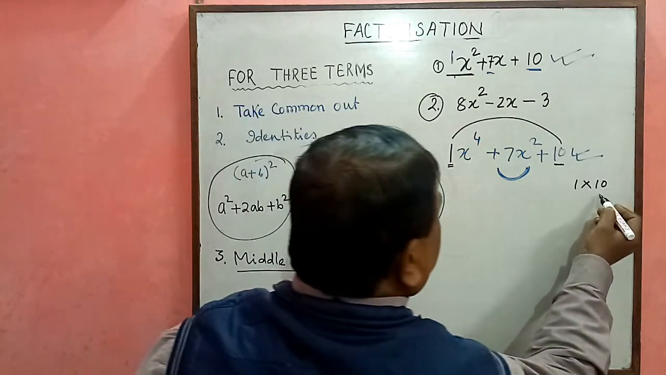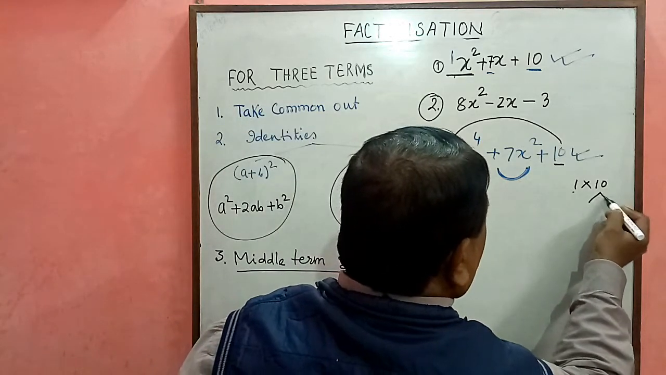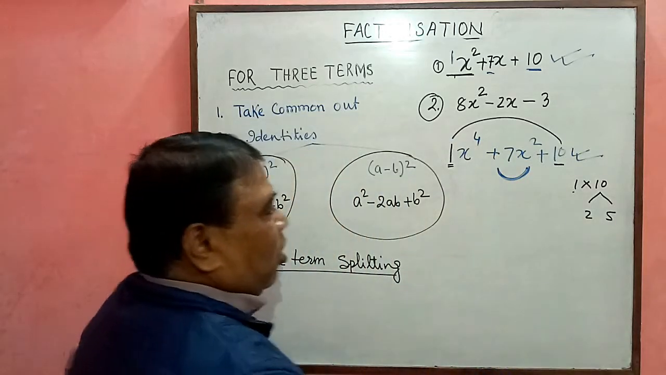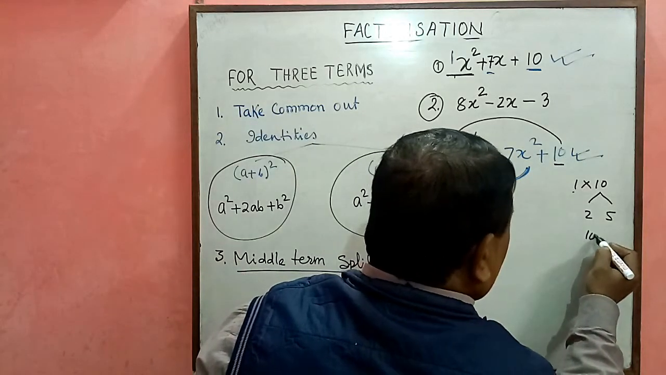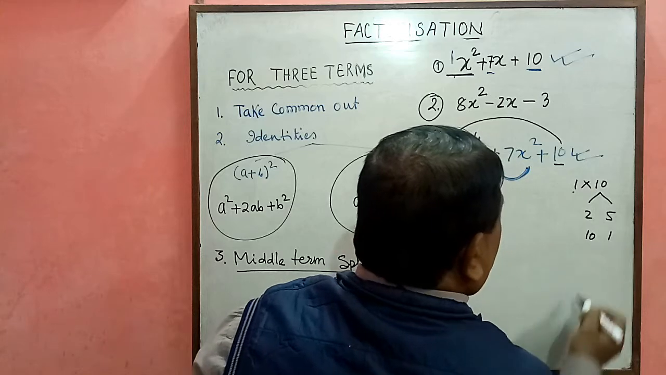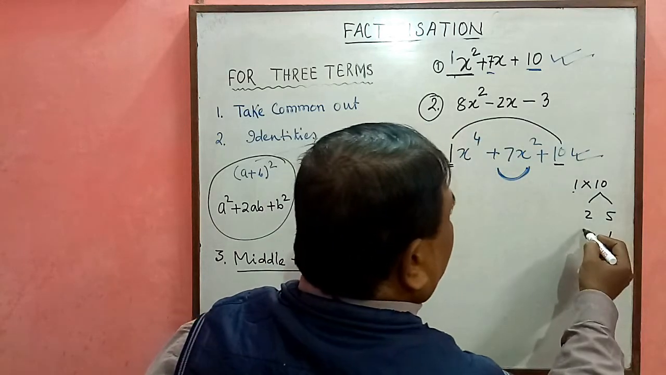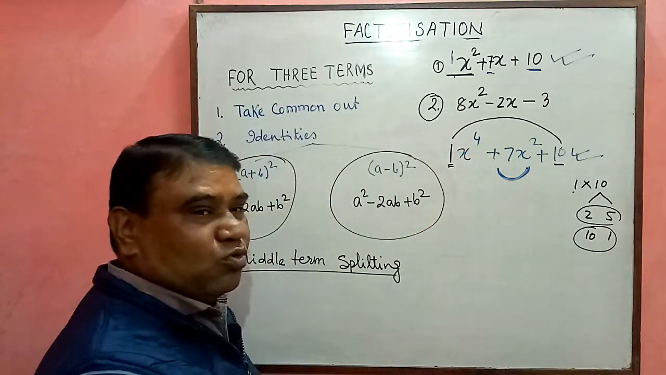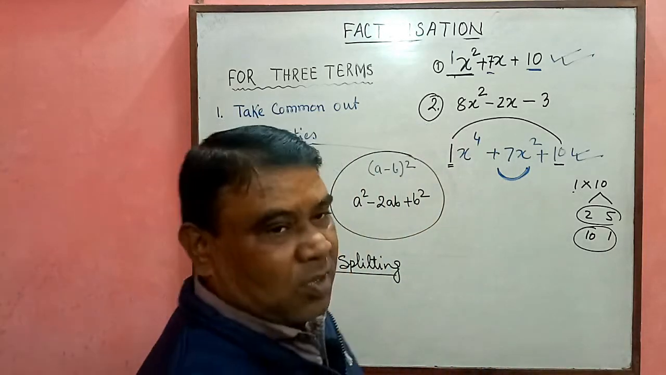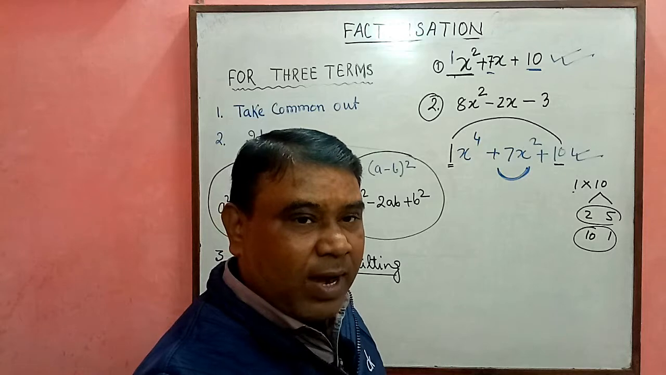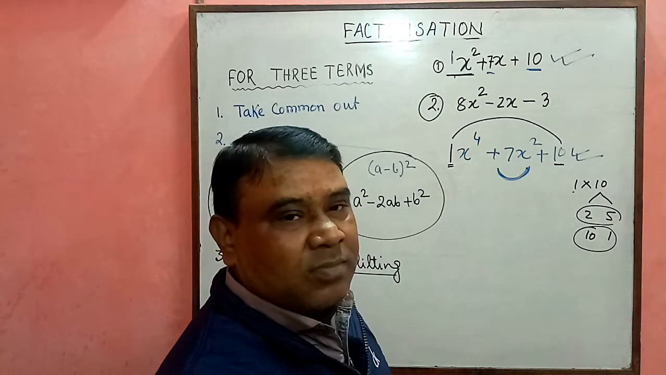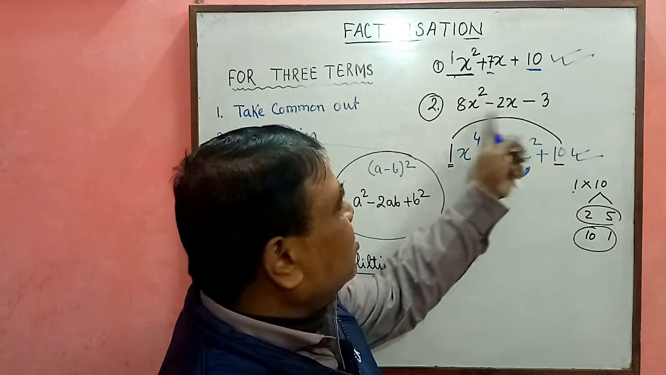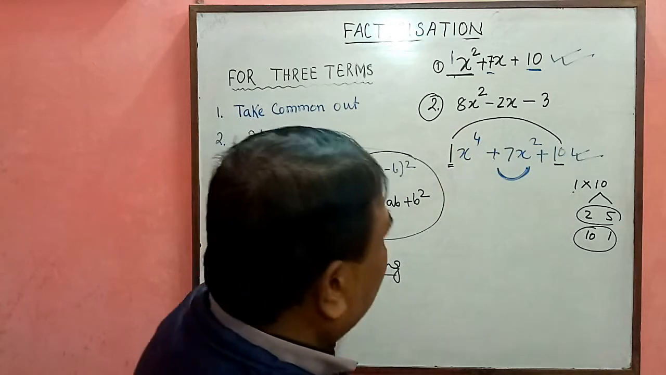Now factorize this one. So 2 and 5, or 10 and 1. This way we have these two pairs. We have to have two factors only. That means we are going to adjust the middle term by splitting it using these two factors.